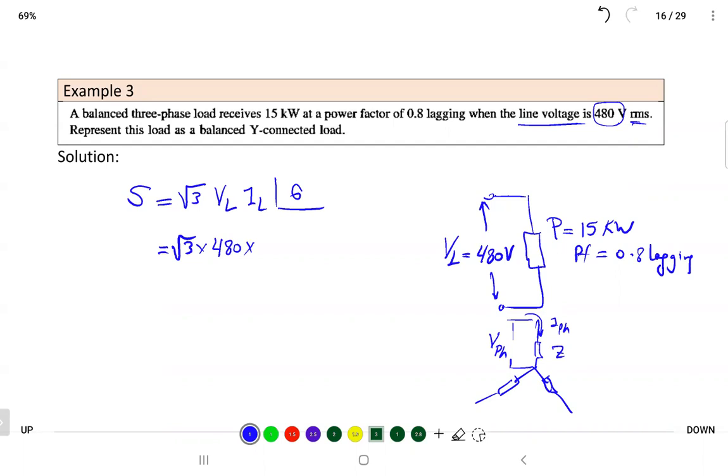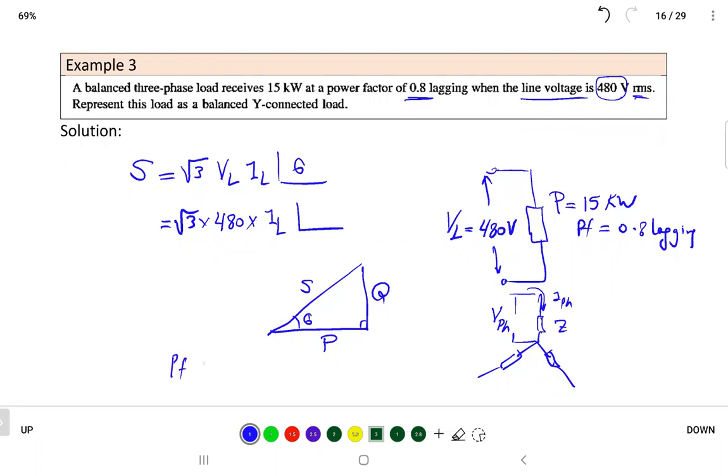The current in the line is not given. Theta is given in a way, since the power factor is given as 0.8. If I have the power triangle with S, P, Q, and that's theta, I know the power factor is equal to cosine theta.